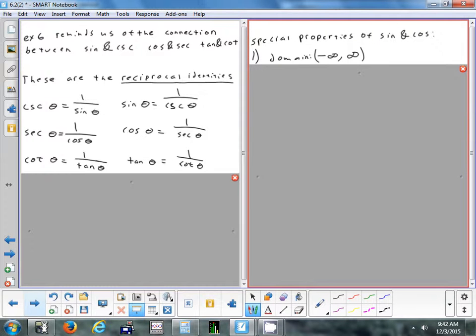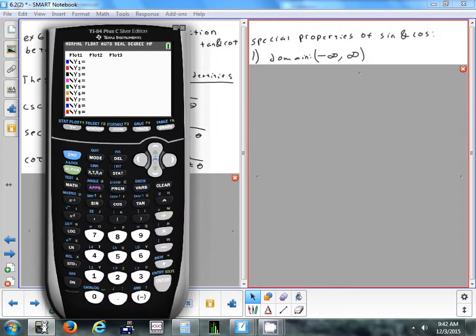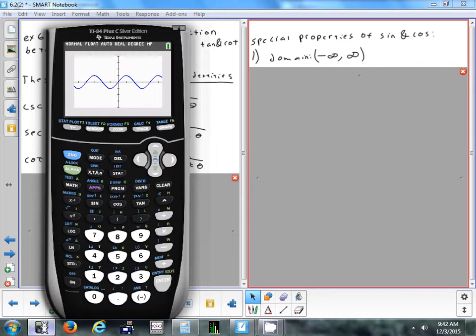A few special properties that are unique to sine and cosine. I don't think we've looked at a graph of them in this class yet. Later on, we'll spend some time looking at the graph, but the graph of sine and cosine looks like that. It's a wave, and it goes left and right forever. So the domain for sine and cosine is negative infinity to infinity. How about tangent, secant, cosecant? Those are different. We're not going to talk about those today.